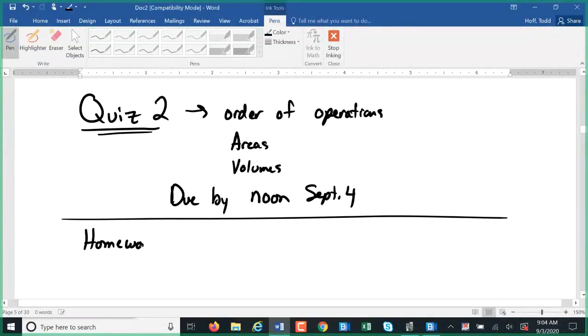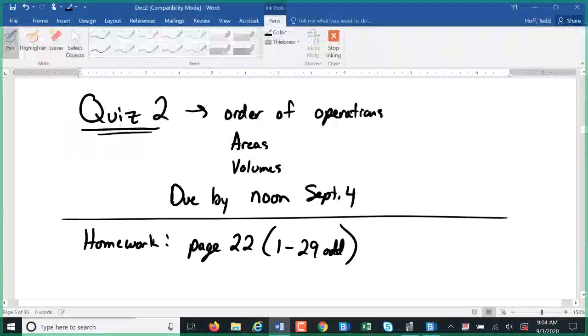Then homework on our new stuff here is on page 22 in the book. 1 through 29, the odds. It's just applying formulas. Also, a little bit of a heads up. We are closing in on the end of Unit 1 already. In fact, if all goes well, we should finish Unit 1 next Tuesday, which means we're looking at the Unit 1 test next week, Wednesday. I will post that out there on Blackboard sometime Tuesday afternoon.